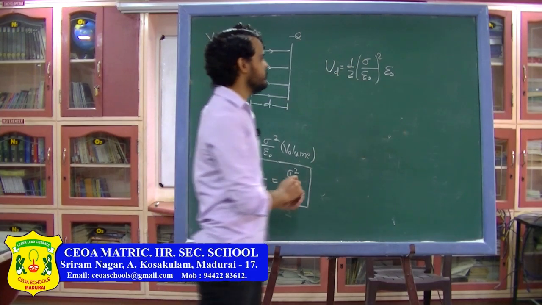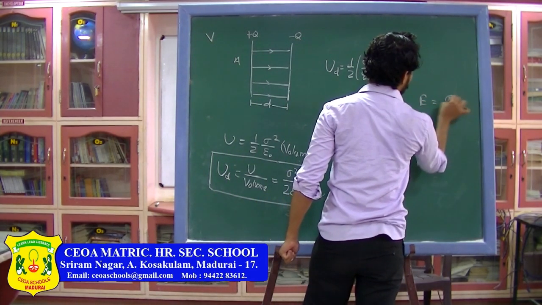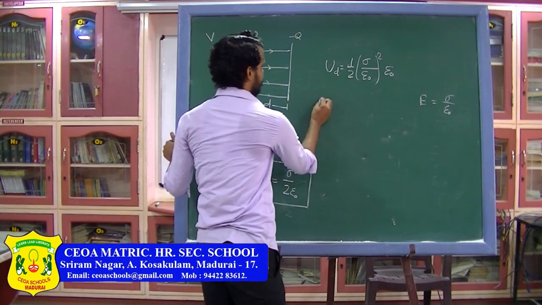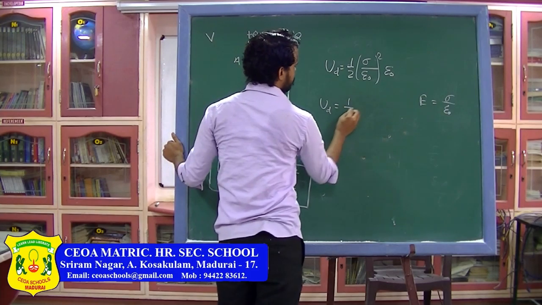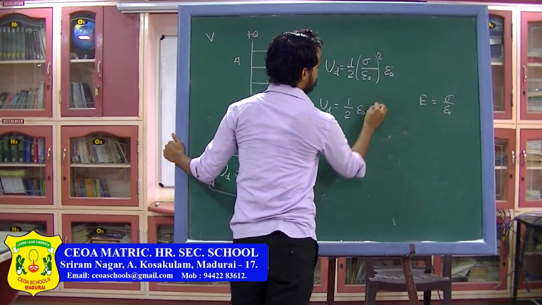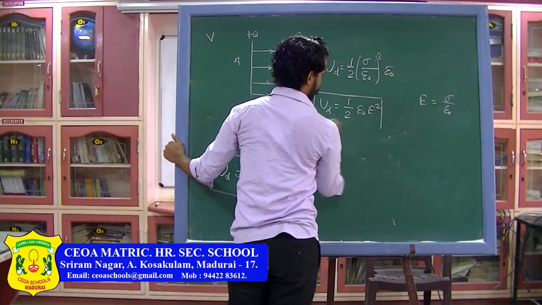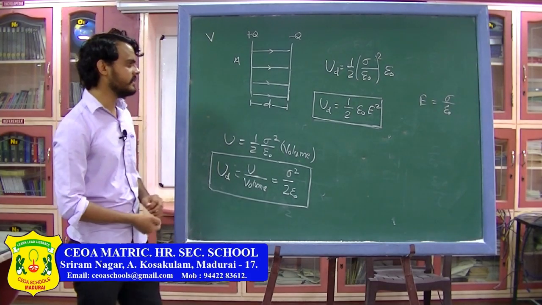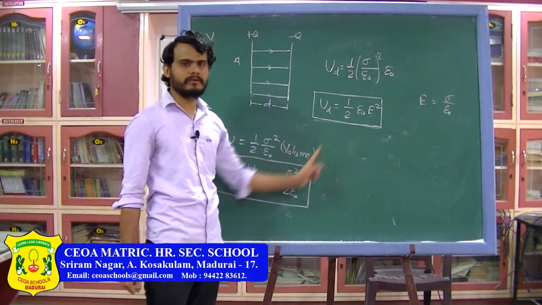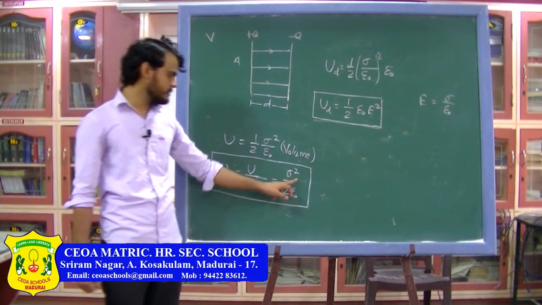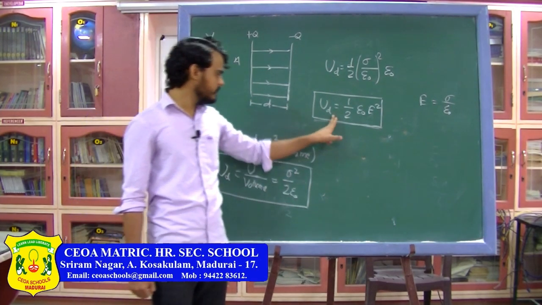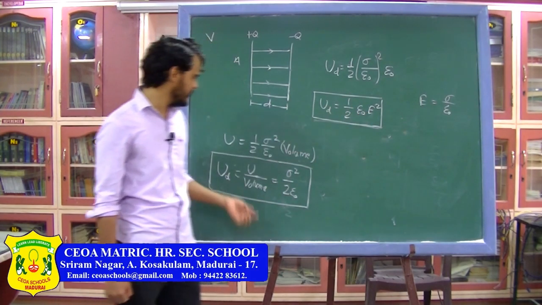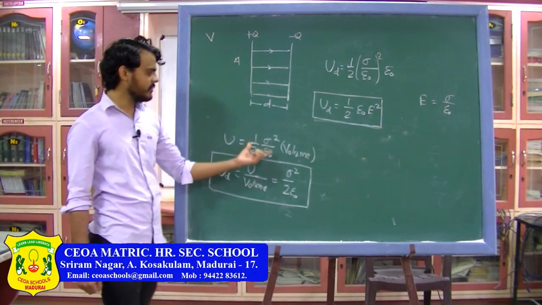Sigma by epsilon naught is nothing but the electric field, E is equal to sigma by epsilon naught. So this I can write as E square. So from here, there will be one more formula for energy density, which is half epsilon naught into E square. So this is another formula for the energy density of the capacitor. You have to remember both the formulas. One formula is sigma square divided by 2 epsilon naught, and this can again be written as 1 by 2 epsilon naught E square. This is the energy density; energy is sigma square by 2 epsilon naught into the volume.